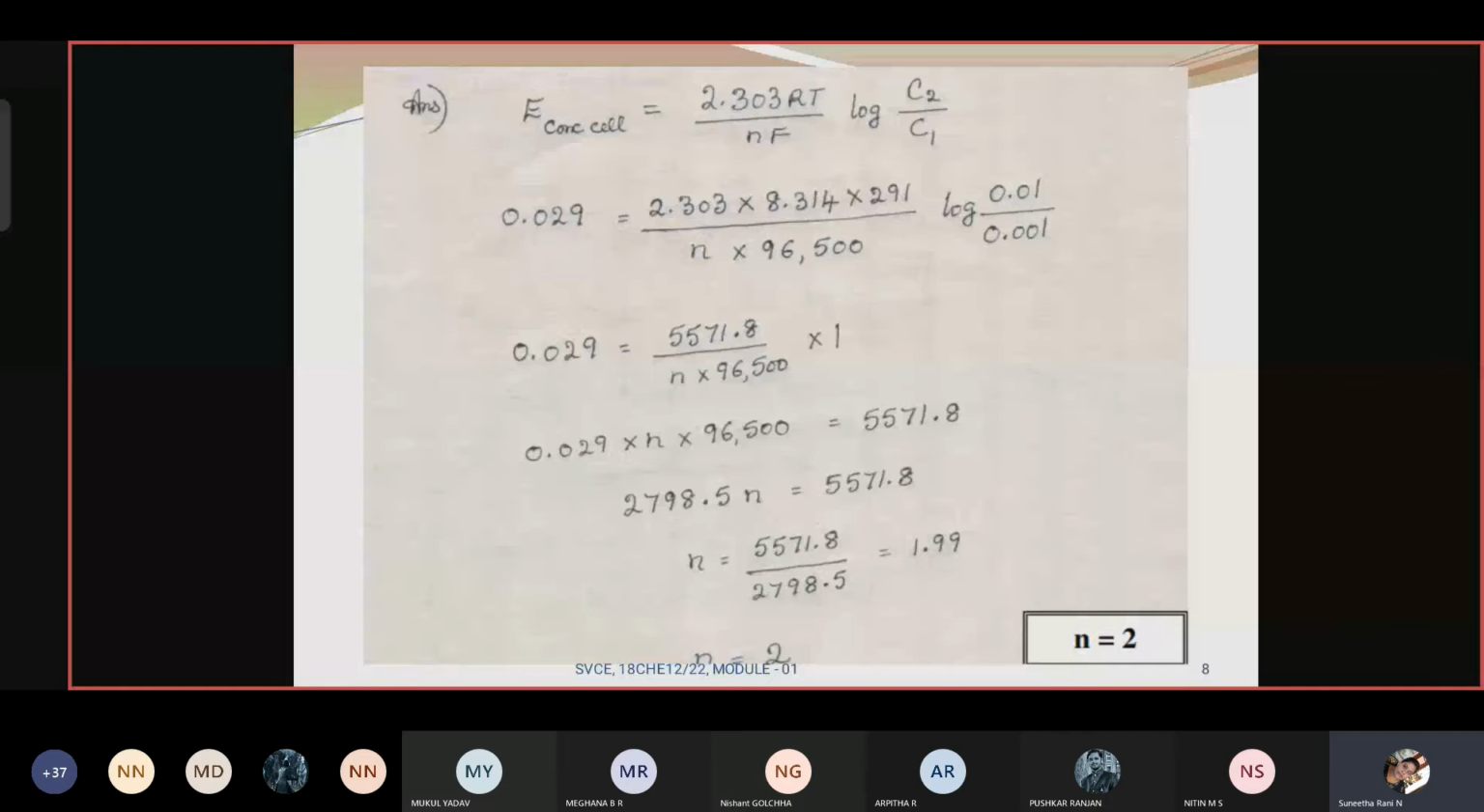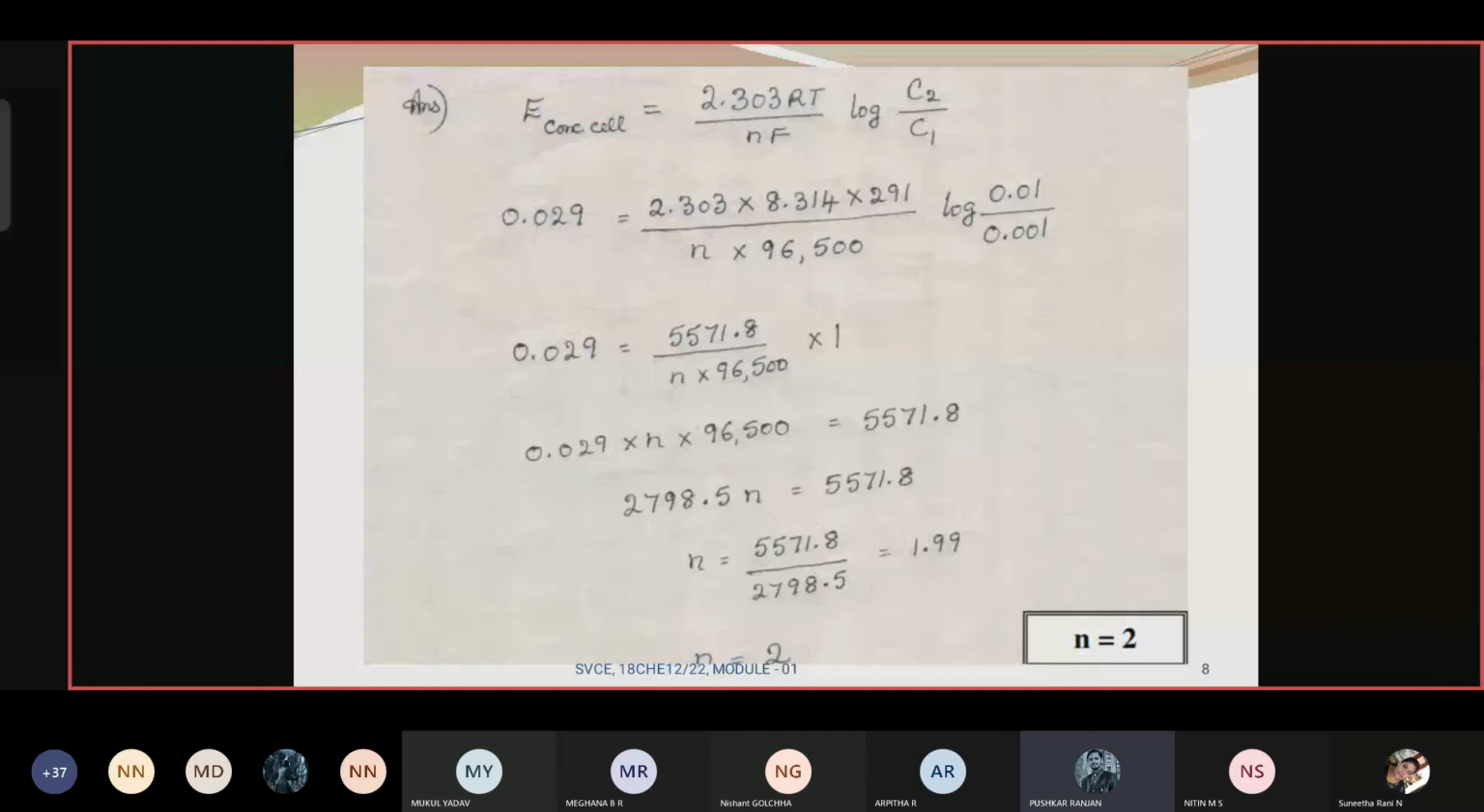E cell is given. 0.029129 is equal to 2.303 into 8.314 into 291 divided by n into 96,500 log of 0.01 by 0.001. So next, after substituting and calculating, we'll end up with the last equation, that is 0.029 is equal to 5571.8 by n into 96,500 into 1. Have you calculated? Are you getting the same or something different?